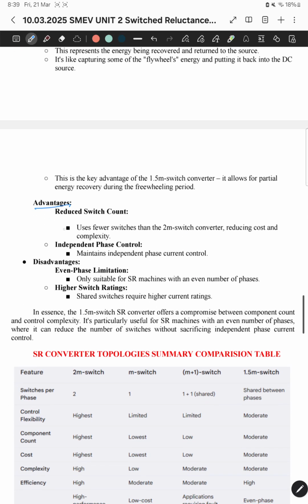Coming to the advantages, the major advantage is that the number of switches is reduced. Compared to this, 2m uses more switches and m uses fewer switches. The 1.5 m uses m plus 1 switches, so it lies in between, and energy recovery also takes place. There is a reduced number of switches, and independent phase control is available.